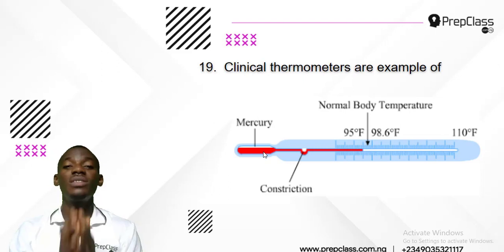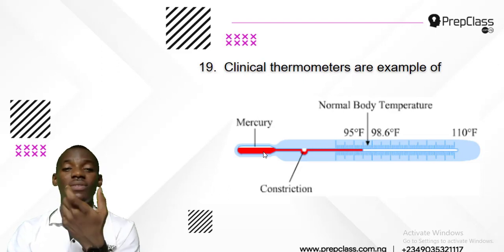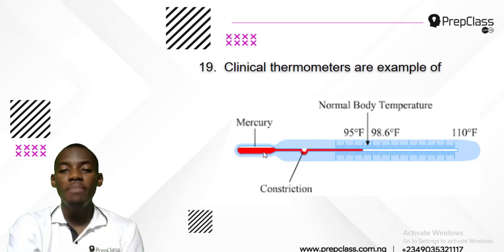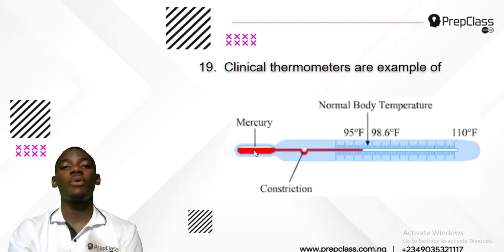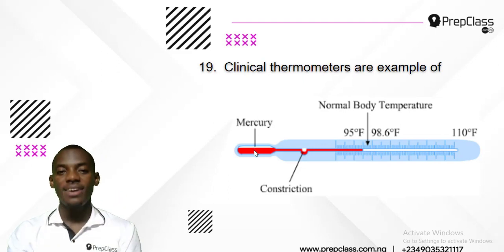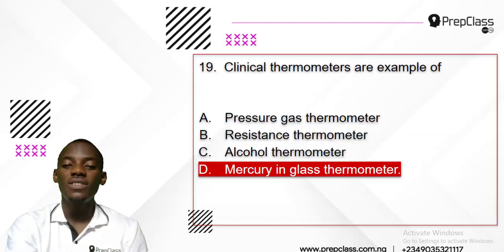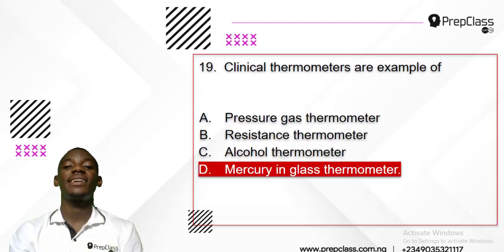Because mercury is not difficult to read, unlike alcohol. If it is alcohol, it is not clear enough. No, alcohol is like water, so you can't really see the readings. But mercury, because it is colored and it is opaque, it is easy for you to see the readings, and that is why the mercury in glass thermometer is the clinical thermometer.